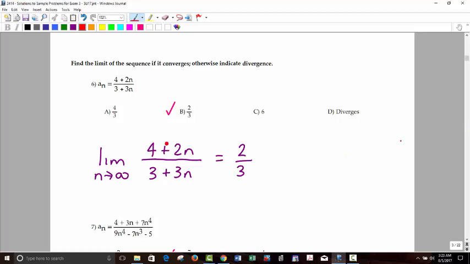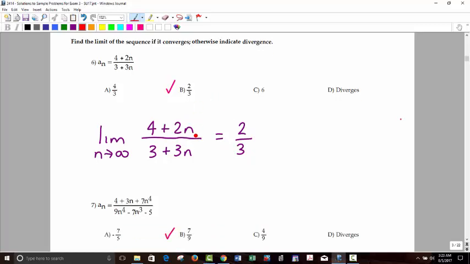Limit of the sequence. I didn't show much work here. You could technically do L'Hopital's if you want to. That would work, obviously. But then you can also look at this as the same power top and bottom. And we know we're going to infinity, so it's going to be 2/3. So however you want to do it, it's fine.